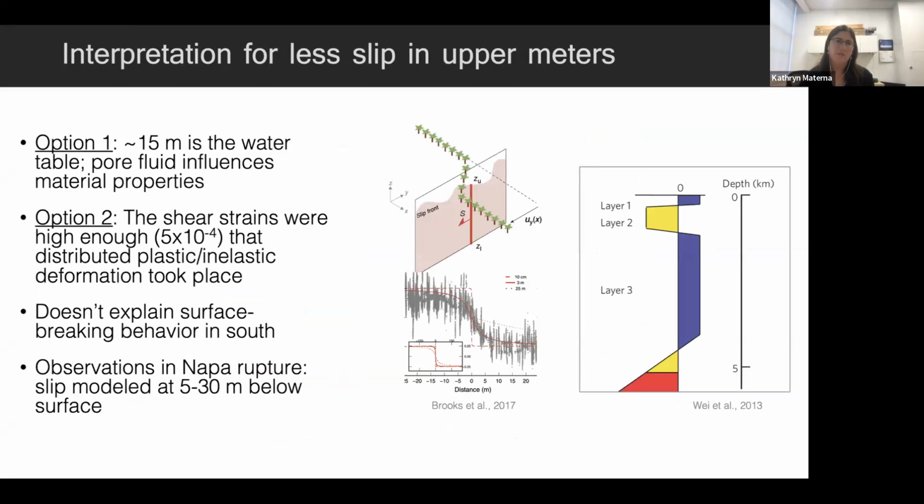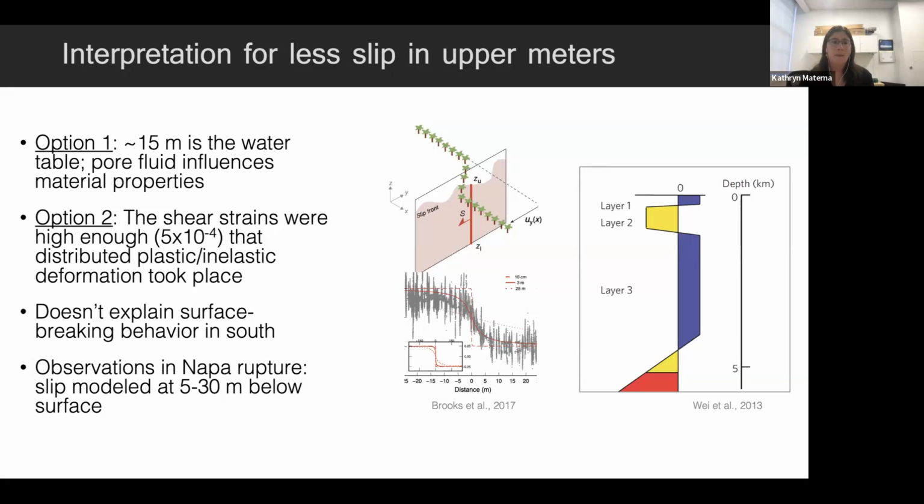We have two thoughts for the reduction in slip in the upper meters of the crust. One is that 15 meters is an approximation, we think, based on a well nearby. The 15 meters is approximately the water table. And so for some reason that remains to be investigated further, it could be that the fluid saturated rock is able to sustain creep events that propagate through it, whereas the material above the water table has different properties and does not deform in the same way.